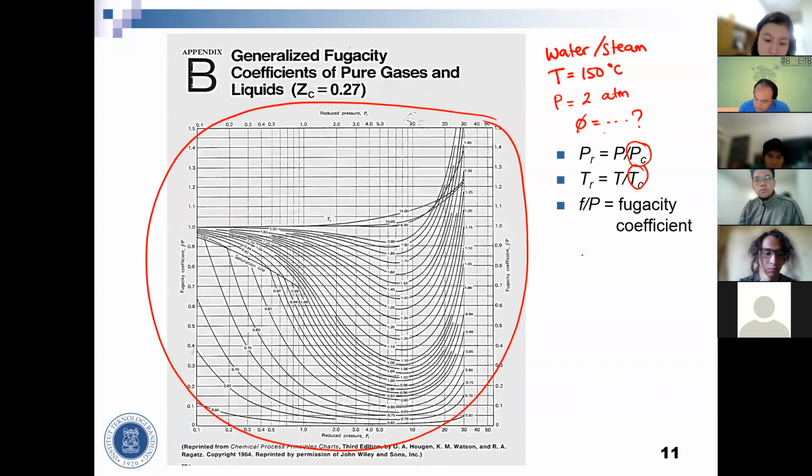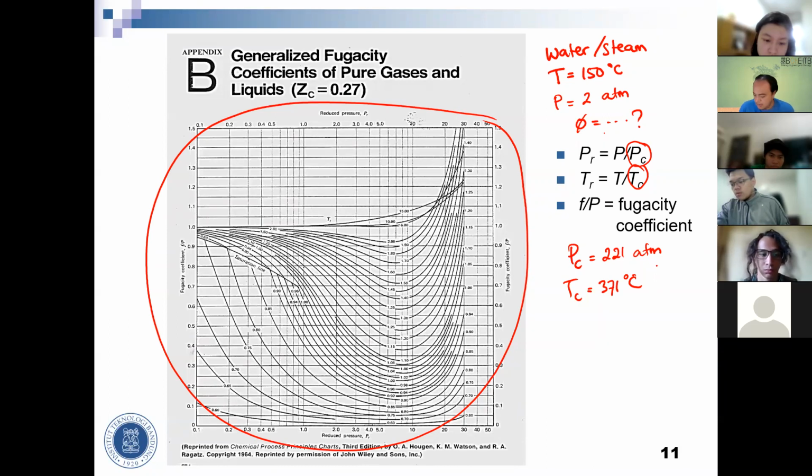Okay, if I'm not mistaken, the critical pressure PC of water is about 221 atm, and the critical temperature is about 371, I think, degrees Celsius. Correct me if I'm wrong. Maybe you can search on Google for PC and TC.